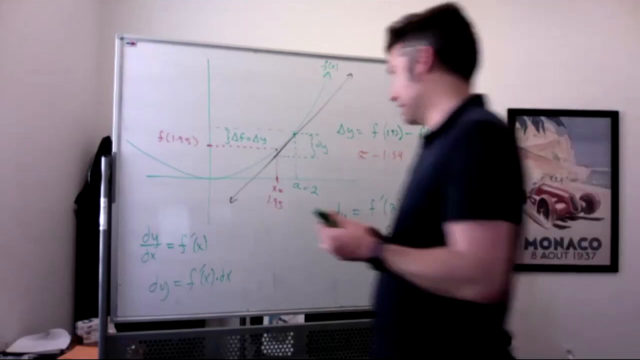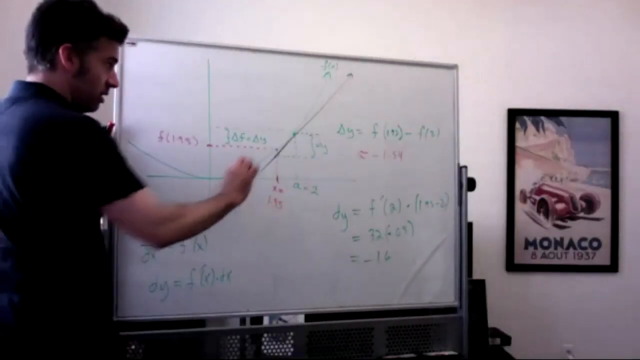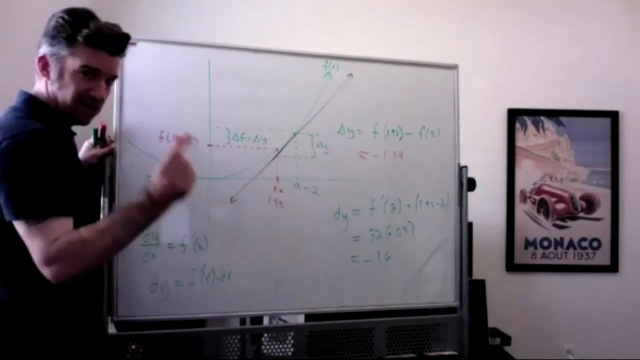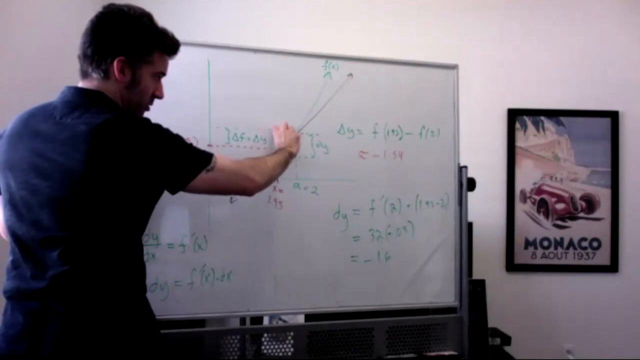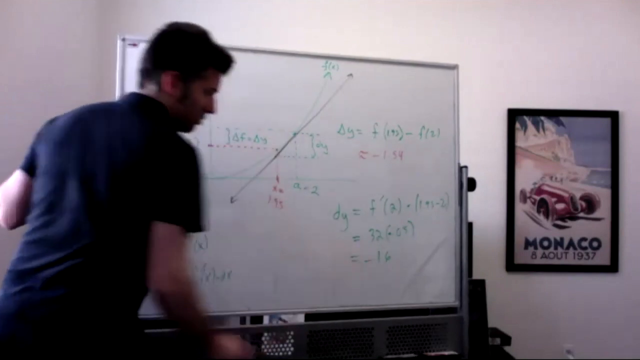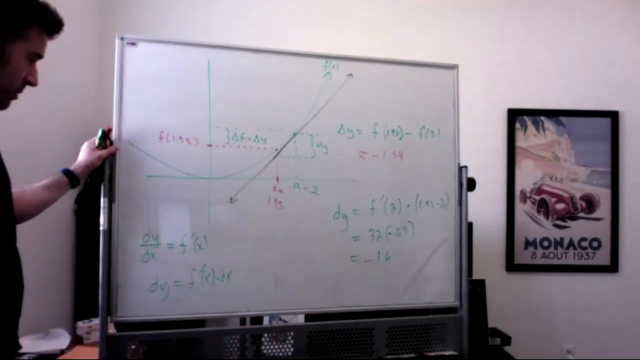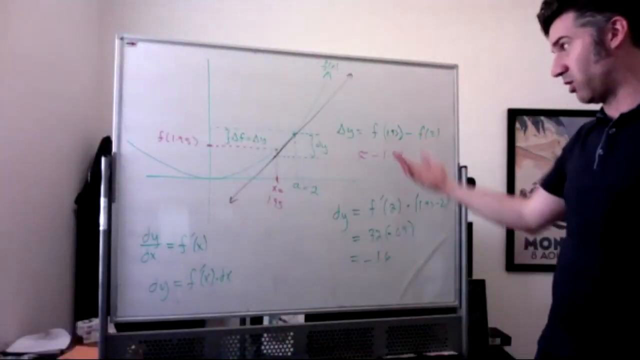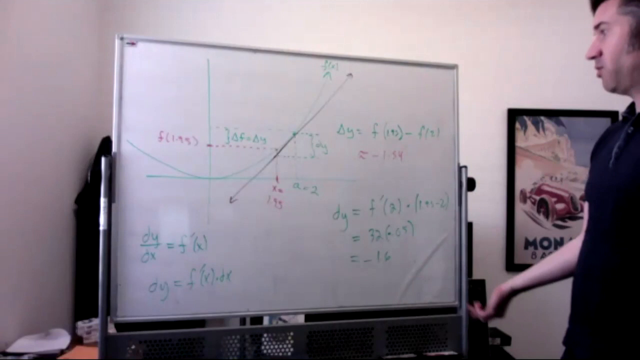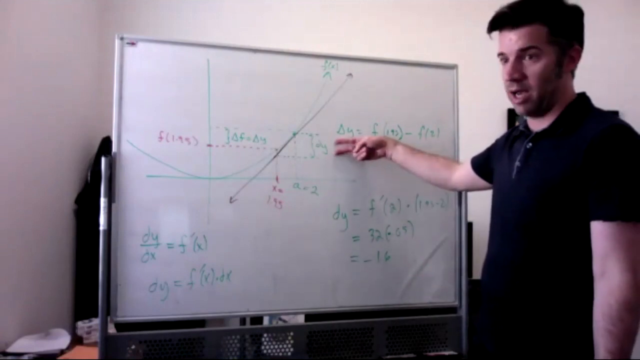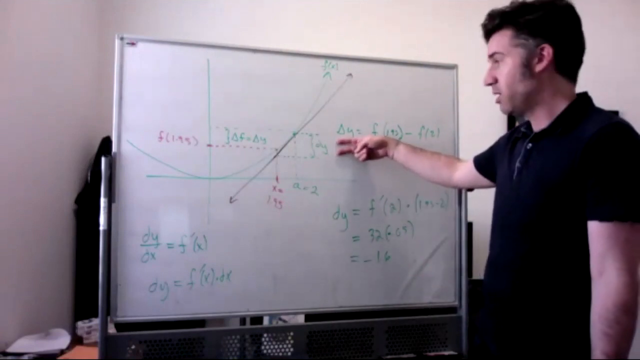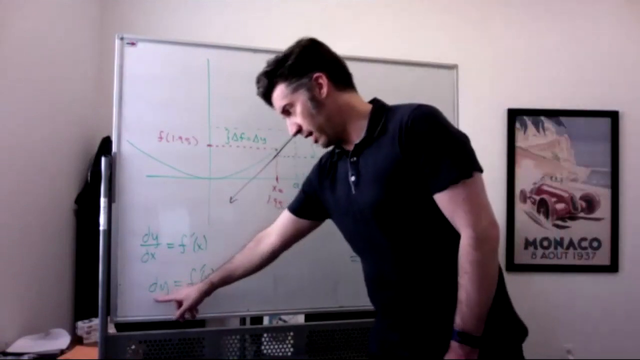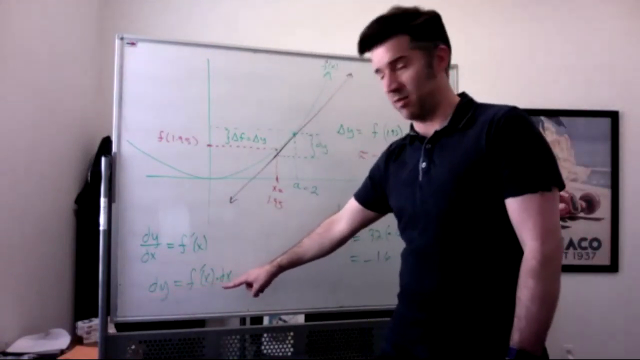Which again makes sense. If you look at the picture, the actual change, negative 1.54, is a little bit less than the approximated change, which is negative 1.6. There are a few things I want you to take away from this picture. One of them is that we use dy to approximate delta y. The other is that dy is just the slope times dx.